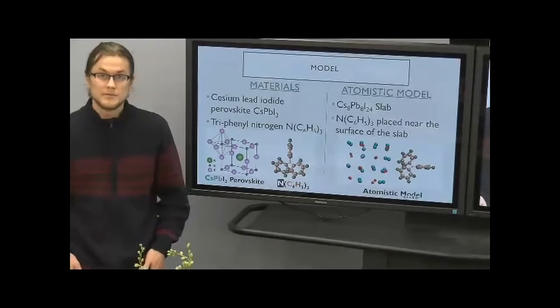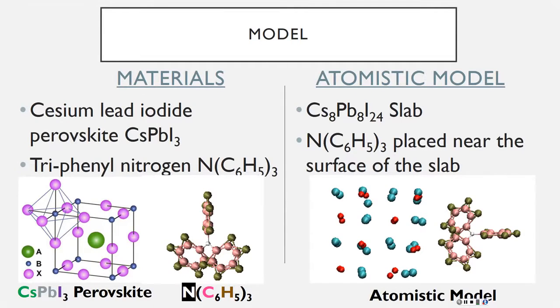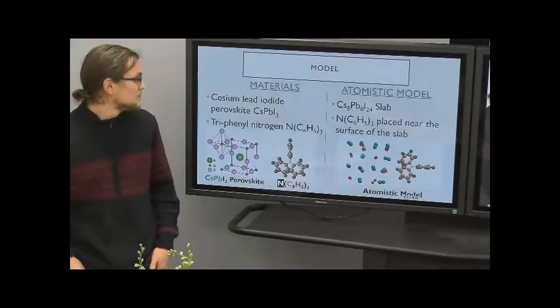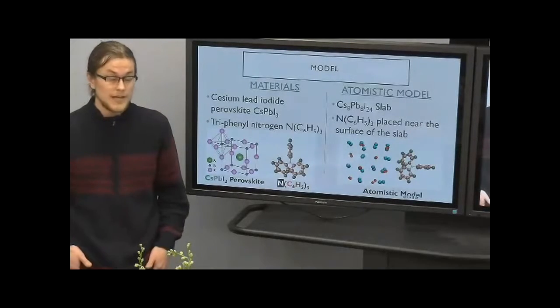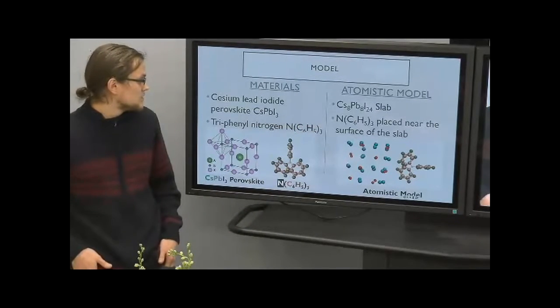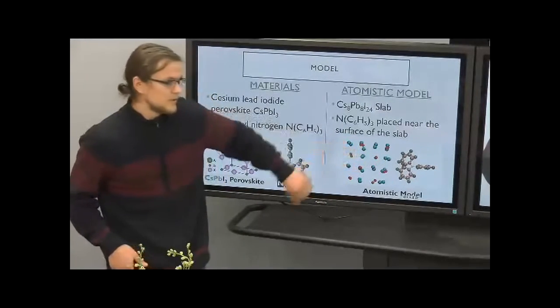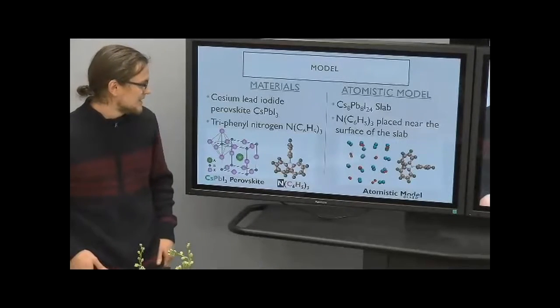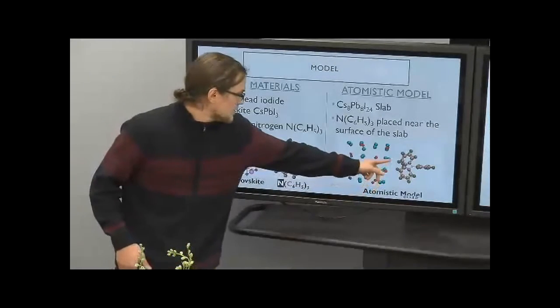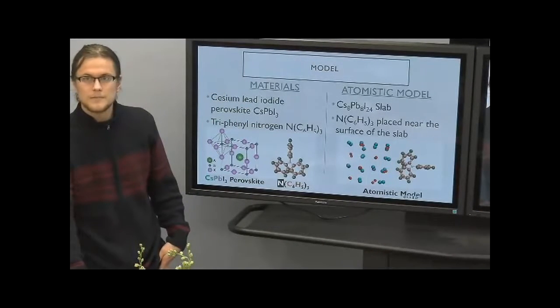For the models I use, specifically I use cesium lead iodine perovskite, CsPbI3. And for the organic dye molecule, I chose triphenyl nitrogen because it's the simplest dye molecule I could look at to begin with. Then for the input atomistic model for VASP, I chose a CsA-Pb8I24 slab. So it's a couple unit cells that has a surface, and then it extends periodically into the structure to mimic bulk characteristics. And then we just place the dye molecule. It's not physically connected, it's just placed pretty close to the surface of the perovskite.